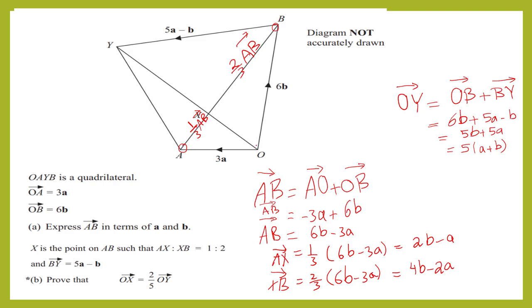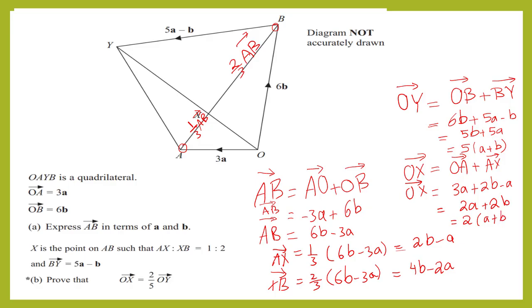Now let's get OX. OX can be found by going through OA, then AX. So let's write them together here. OA is 3a plus AX, we got it before, which is 2b minus a. So if you collect them together, it will be 3a minus a is 2a plus 2b. If you take 2 as a common factor, it will be 2 multiplied by a plus b. So now we got OX, and we got OY as well.